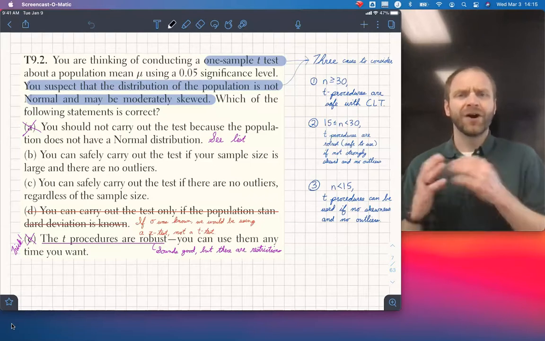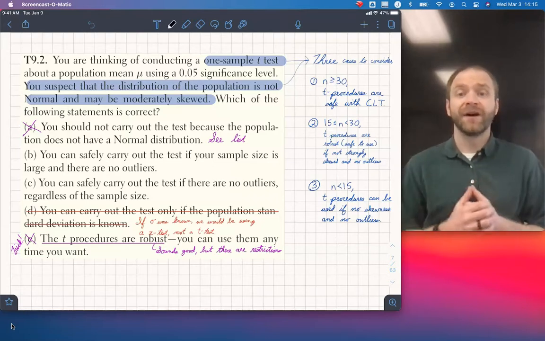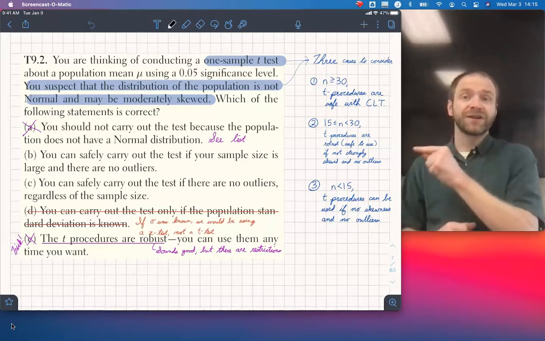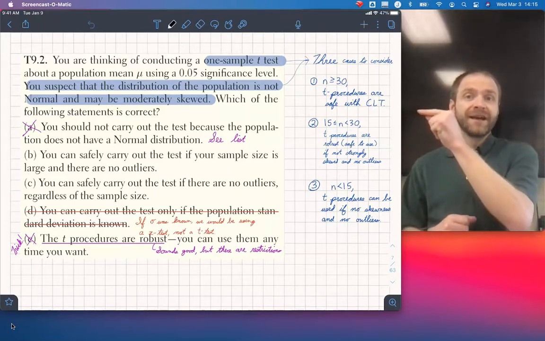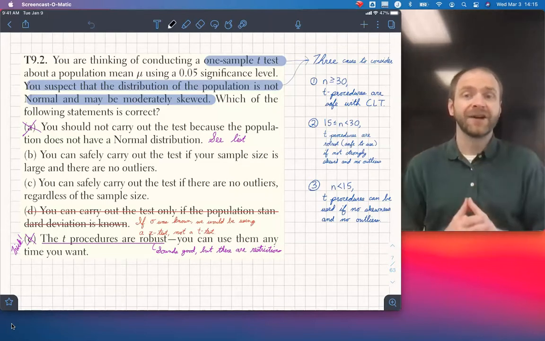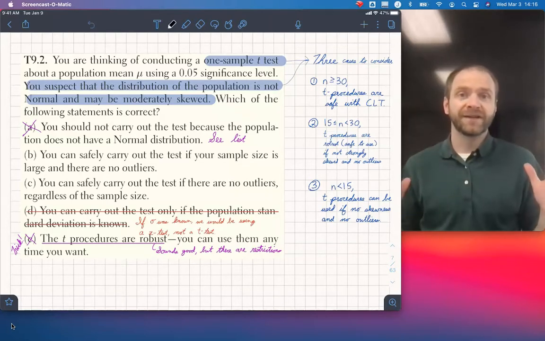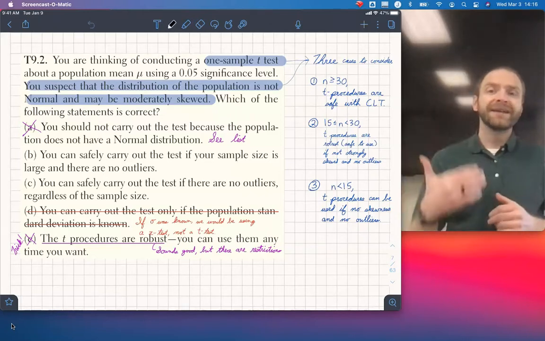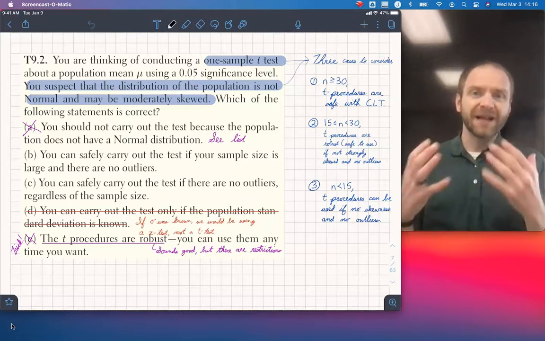So I can still use it even if the population distribution is not normal. Now, E, all the way at the bottom, says T procedures are robust. And man, that sounds good. But notice there are restrictions to how robust it is, based off sample size, based off the shape, and based off of outliers. So it's not perfectly robust. There are certain characteristics it has to hit. So B and C are my choices that I'm stuck on.